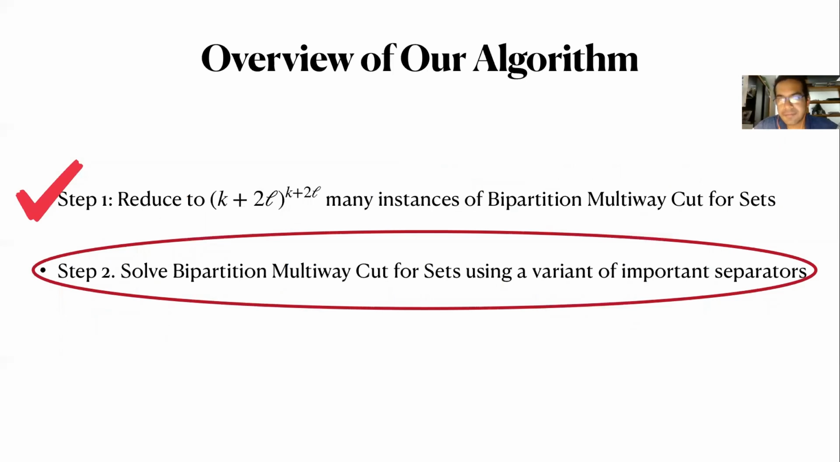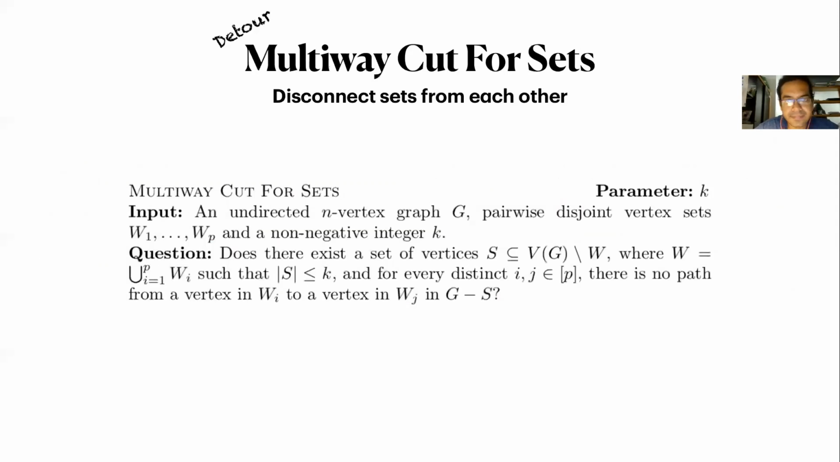So now we are done with explaining the first step, that is reducing to K plus 2L to the power K plus 2L many instances of bipartition multiway cut for sets. And now we come to the second part of our algorithm, which is how do we solve this bipartition multiway cut? And we'll use a variant of important separators.